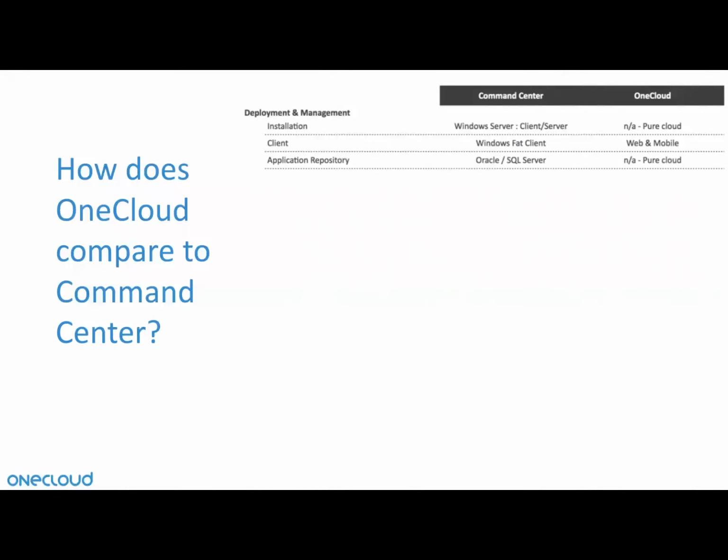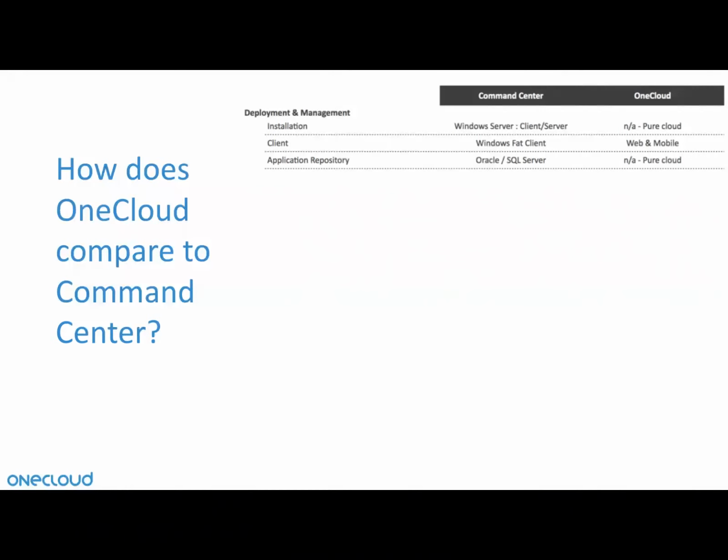It's truly a client-server deployment, where you have a repository and a FAT client that you need to contend with. That previous screenshot I showed is the Command Center FAT client. And that application repository is where all the metadata and configuration is stored, which is completely hosted by the client. And the customer that's using Command Center would be responsible for each of these pieces. On the other hand, with Onecloud, there is no installation.